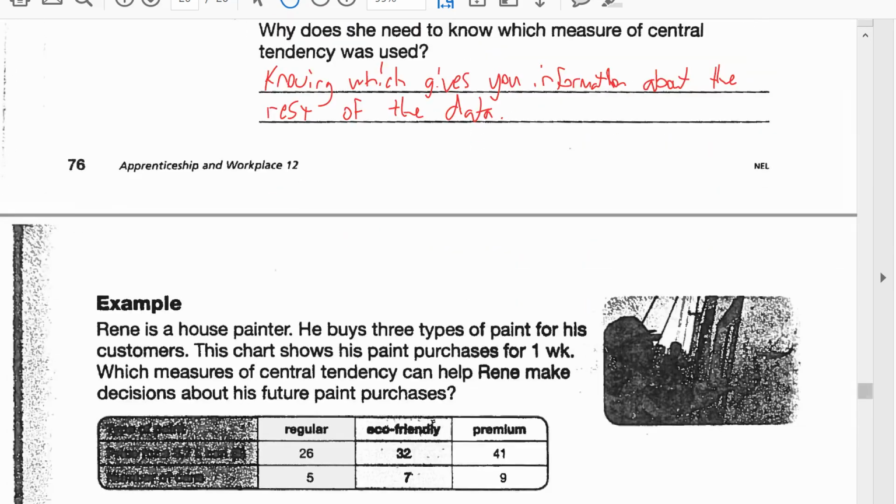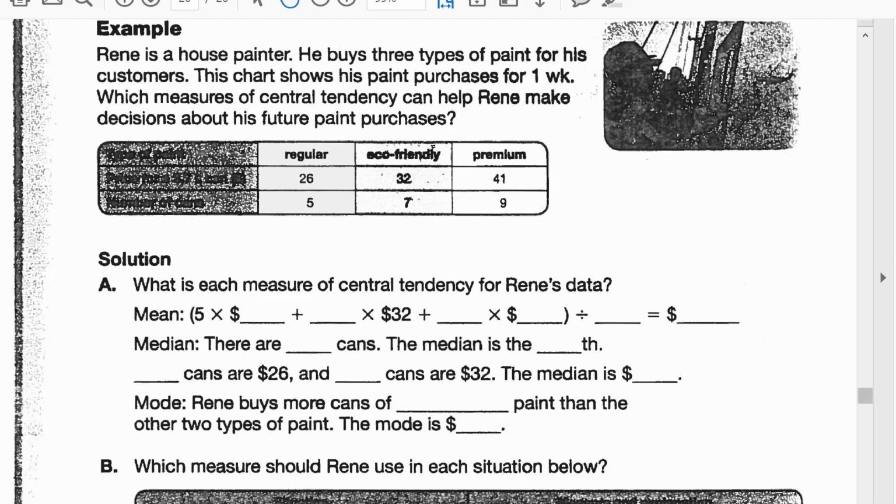So let's move on to an example here. We have Rene, who is a house painter. He buys 3 types of paint for his customers. The chart shows his paint purchases for 1 week. Which measure of central tendency can help him make decisions about future painting?